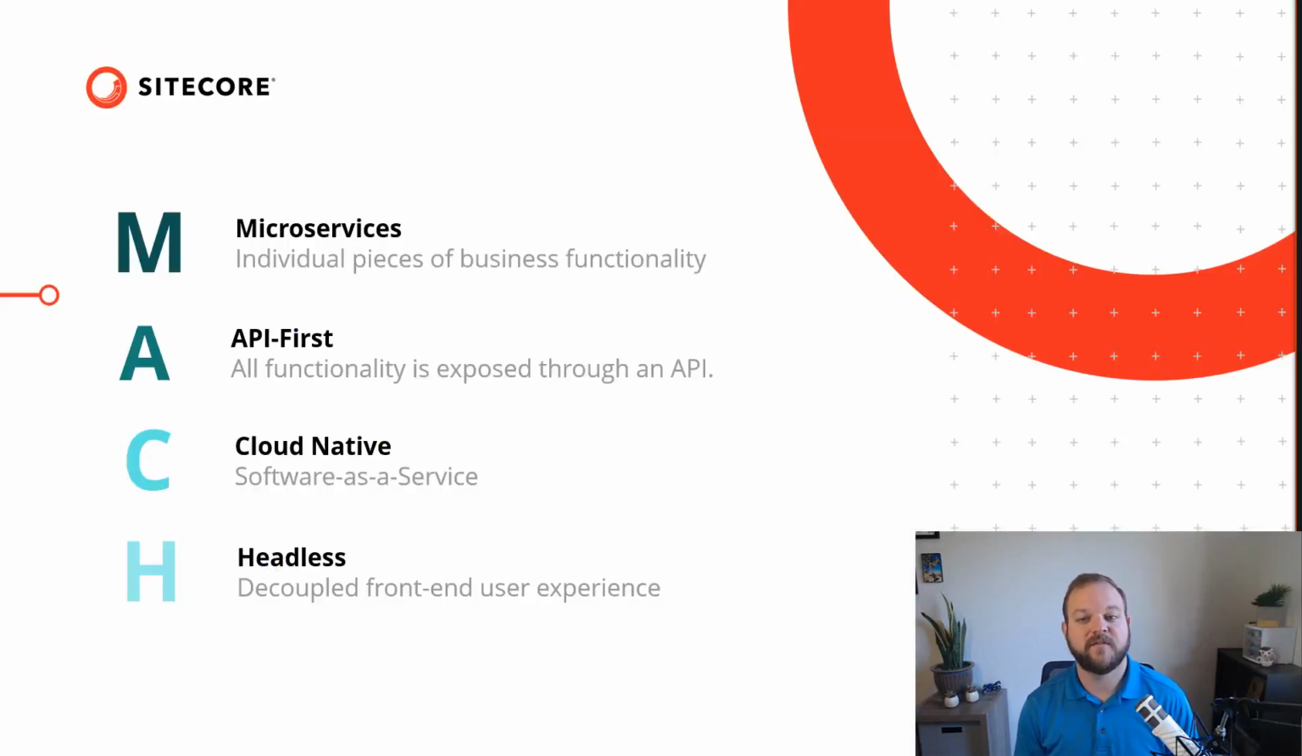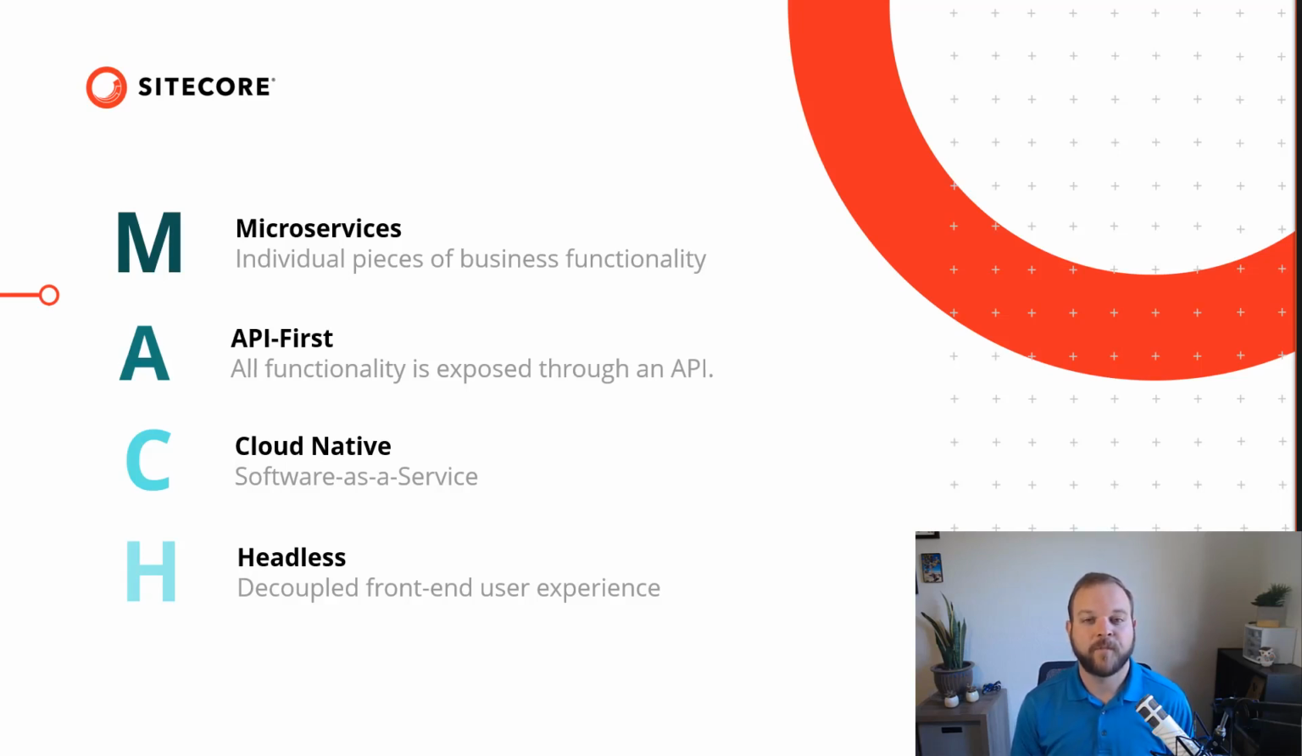MACH architecture is a set of technology principles behind new best-of-breed technology platforms. The acronym stands for Microservices-Based, API-First, Cloud-Native, and Headless. Let's look a little bit deeper at each of these pieces. Microservices, individual pieces of business functionality that are independently developed, deployed, and managed. So each little piece of our Composable DXP is going to be its own microservice. So we'll have a microservice for your email marketing, a microservice for your CDP, one for your commerce. So everything's going to be separated into small microservices.